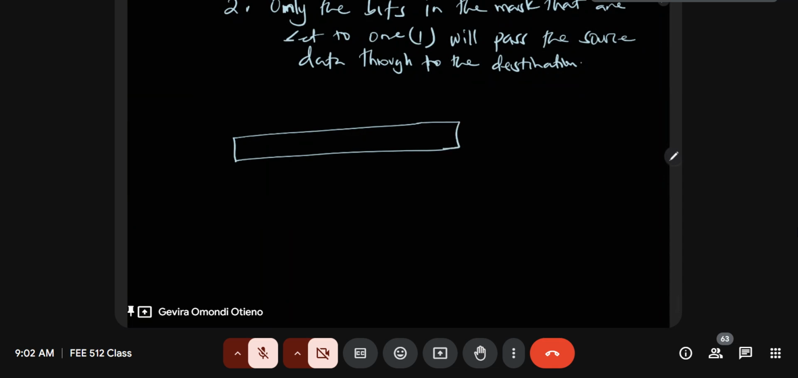Typically we have 16 bits and above, but let me use 8 bits for illustration purposes. So let's say this is our source. Let me call it source. It can be any number. Let's call it A30. Let's give it some numbers in here.